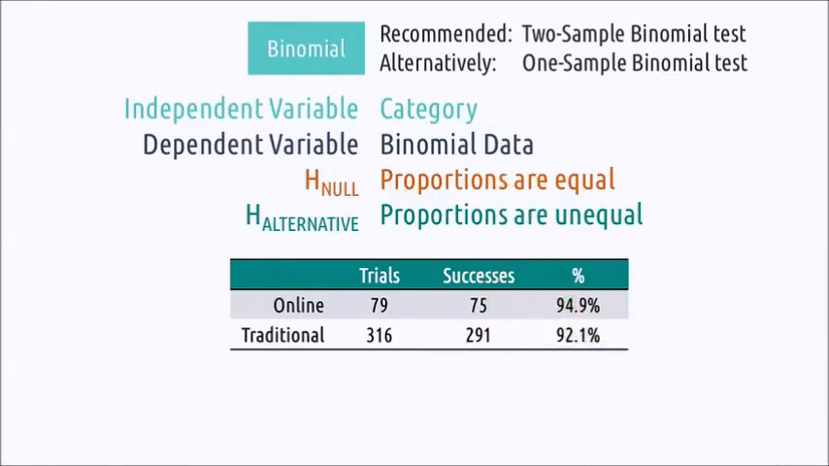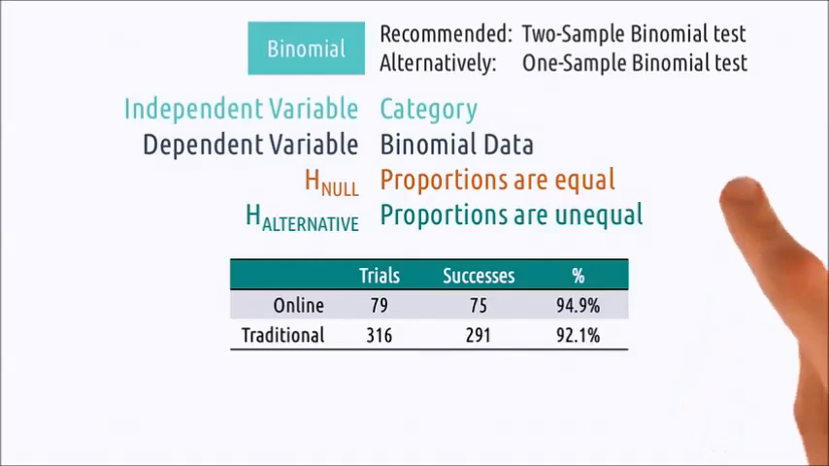What can be tricky here is that our data actually looks continuous. It looks just like straightforward continuous ratio data. Here we might say online students succeed 94.9% of the time and traditional students succeed 92.1% of the time. And we might be tempted just to do a straightforward t-test on that. But if you try to do the math, you'll quickly find that it doesn't work.